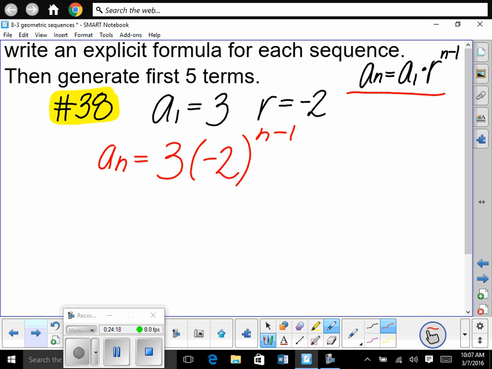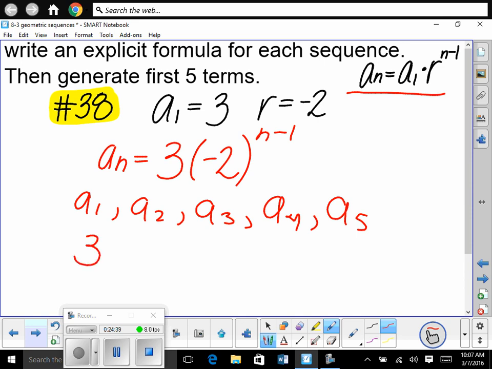To generate the first 5 terms, that would be a sub 1, 2, 3, 4, and 5, right? So our n is 1, so we plug in 1. Is everybody good with that? So we would have 3 times -2 raised to the 1 minus 1. So it's going to come out to be 3. Calculate it in your calculator. You get 3, right?